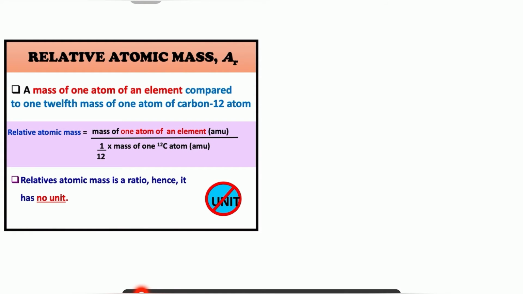Next, after you calculate the average atomic mass, you have to compare it with the mass of one carbon-12 atom. This is the relative atomic mass. So relative means comparison. Then the answer, you will get the same value as the average atomic mass, but no units.